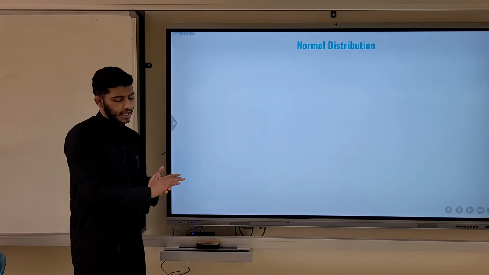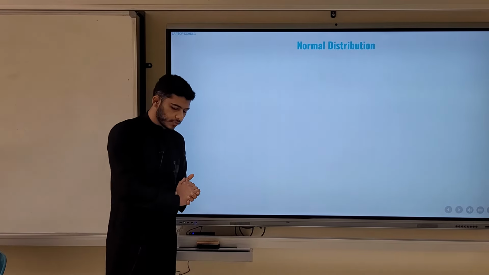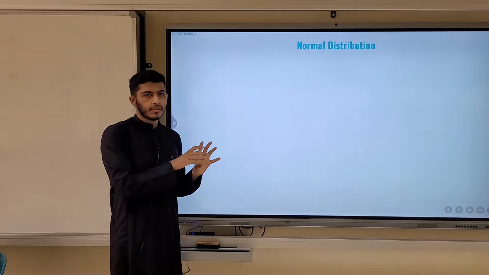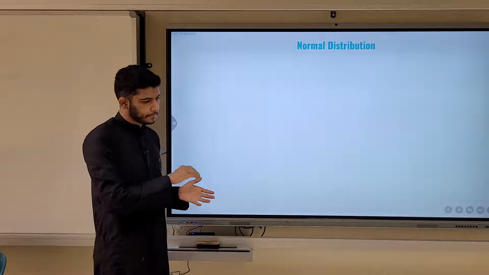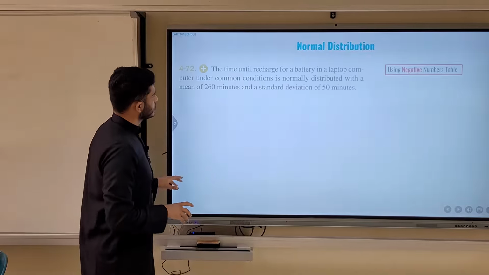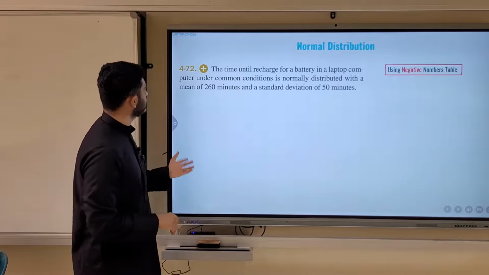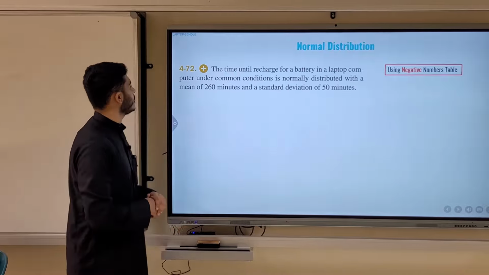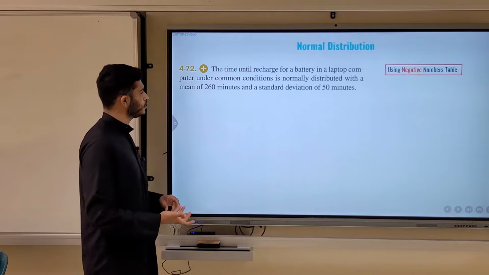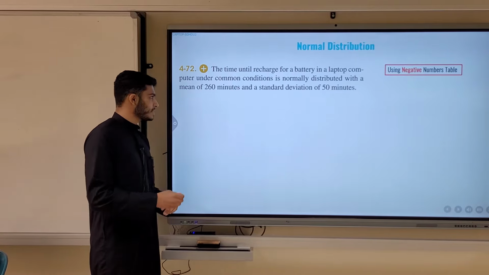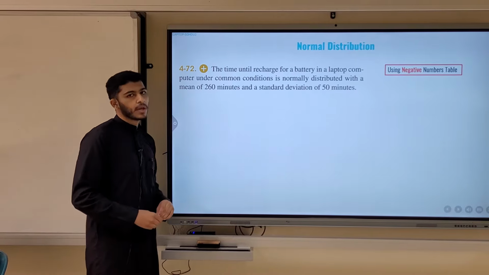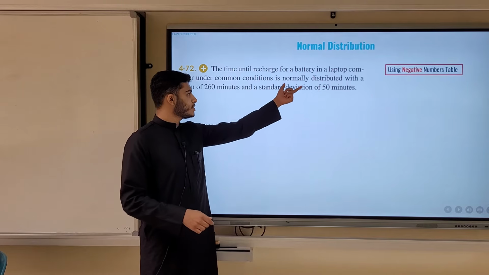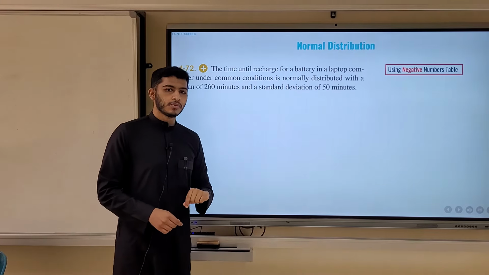Okay, finally, now to the actual conceptual questions, the things that you might expect to get in an exam. So, this is a conceptual question in the normal distribution that says, the time until recharge for a battery in a laptop computer under common conditions is normally distributed with a mean of 260 minutes and a standard deviation of 50 minutes. So, we are given the mean, we are given the standard deviation, and the question just clearly tells us that it follows a normal distribution.